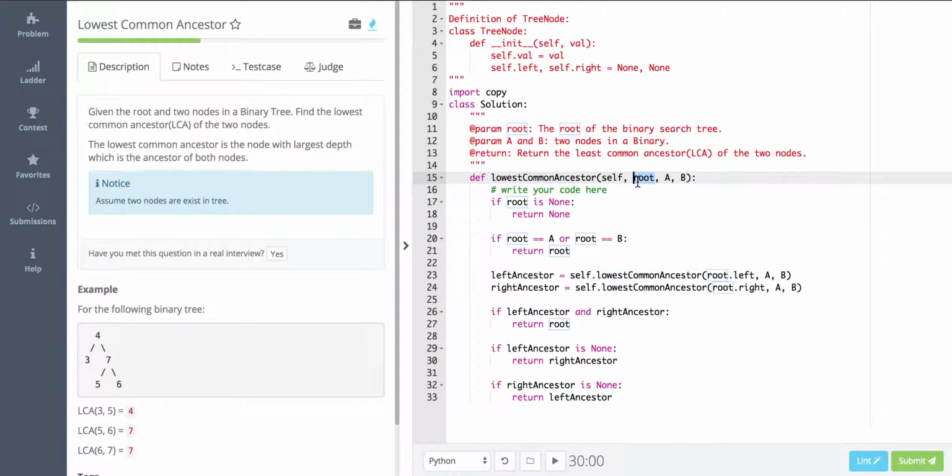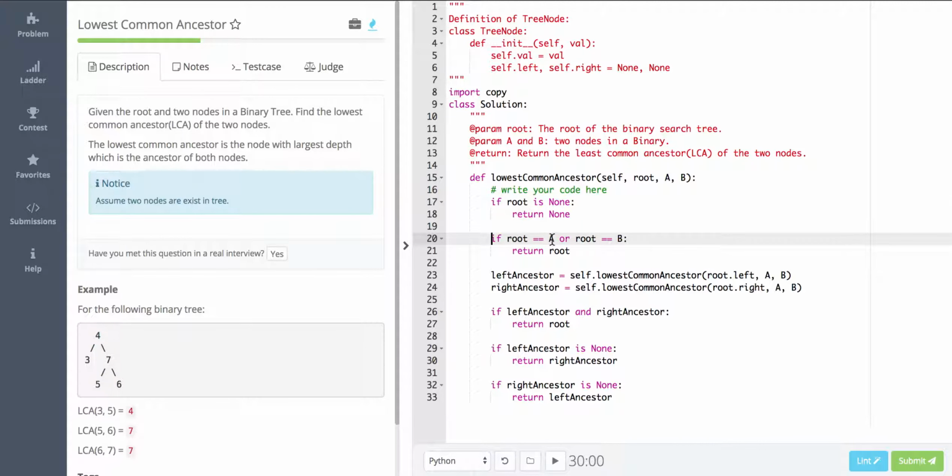Okay, so we're gonna take three parameters. One is the root, which is the tree root, and we give two nodes, A and B, and we need to find A and B's common ancestor in this given tree. Okay, how are we gonna do this? First, we're gonna check these parameters. If this root is null, there is no need for us to do any calculations anymore. So we just return none.